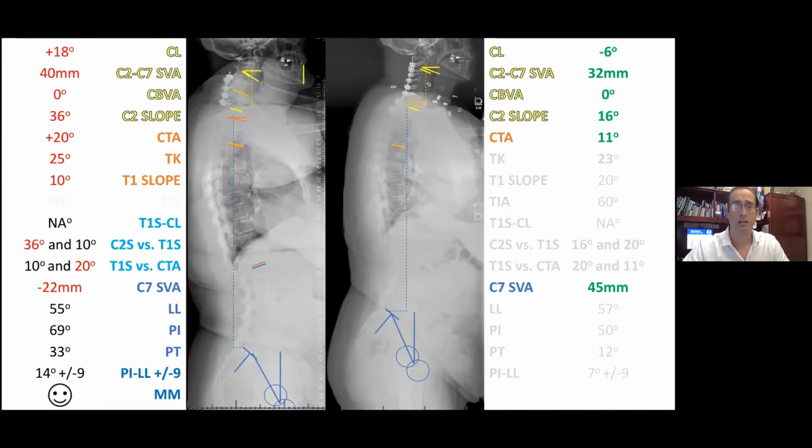This was done about 8 years ago, and she had sustained a fall about a year ago, and had intractable neck pain at that time. Luckily, no myelopathy. And you see her parameters here. She's very far forward on her lordosis. Her SVA is right at the borderline.